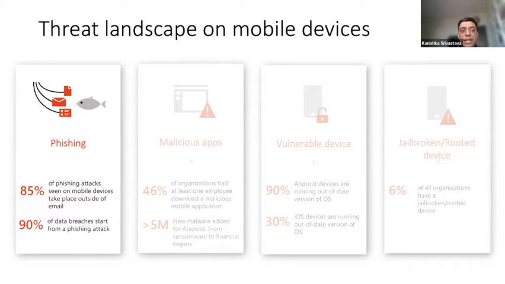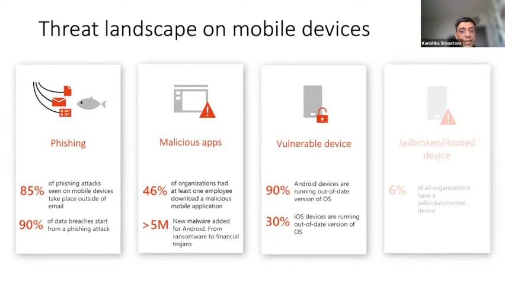So phishing here is the most important threat vector. Most of the attacks here essentially happen outside of your corporate email, and the attackers would normally leverage social engineering to actually conduct these kinds of attacks. Then there's malicious applications. Very, very common on Android, not a key threat vector on iOS, largely because iOS is a more tightly controlled ecosystem.